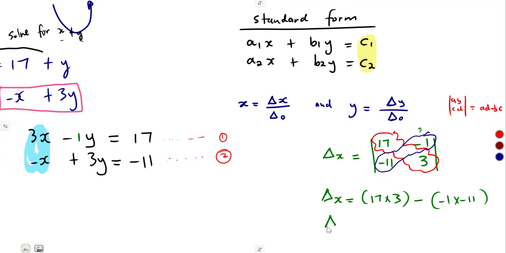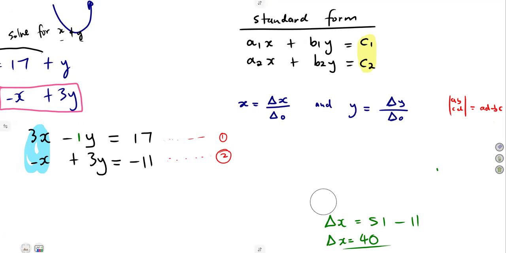So this is you and your calculator. You can simplify each separately. That is going to be 51 minus negative, which is going to be positive. So delta x is going to be equal to 40. Just like that, you have got your delta x. The determinant is just what you're finding here. So delta x was equal to 40.